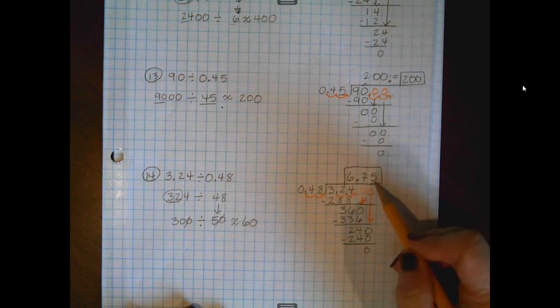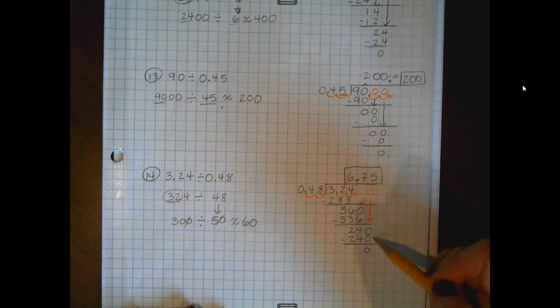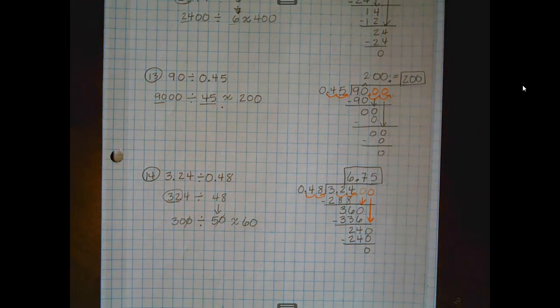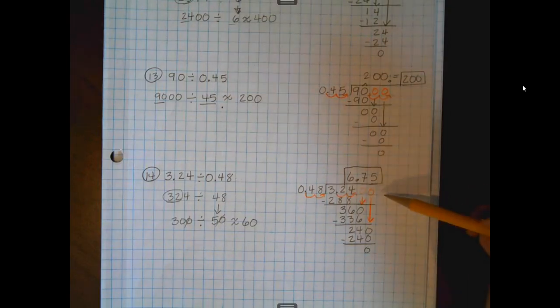But I still need to keep dividing. I can't have a remainder. So I annex another 0, bring it down. 48 goes into 240 5 times. 5 times 48 is 240. I'm done. I don't have a remainder. If I did, I'd have to annex another 0 and keep dividing. So when I look at my answer, 6 and 75 hundredths, it is nowhere close to 60. So I have made a mistake. So where is my mistake?